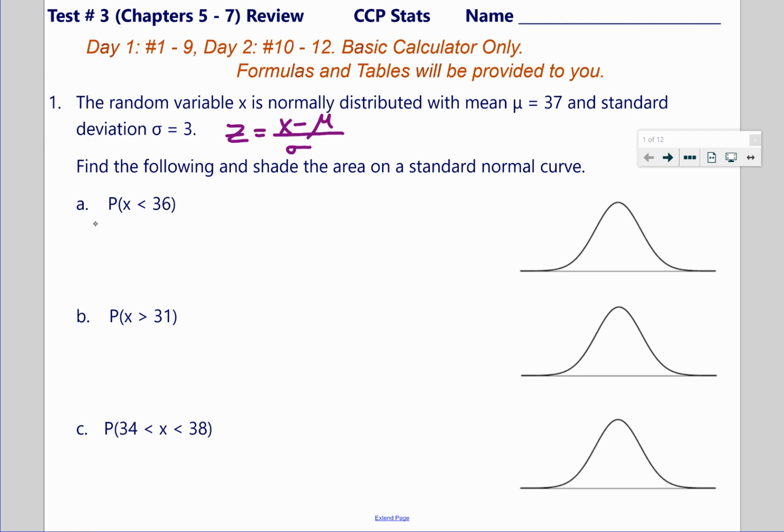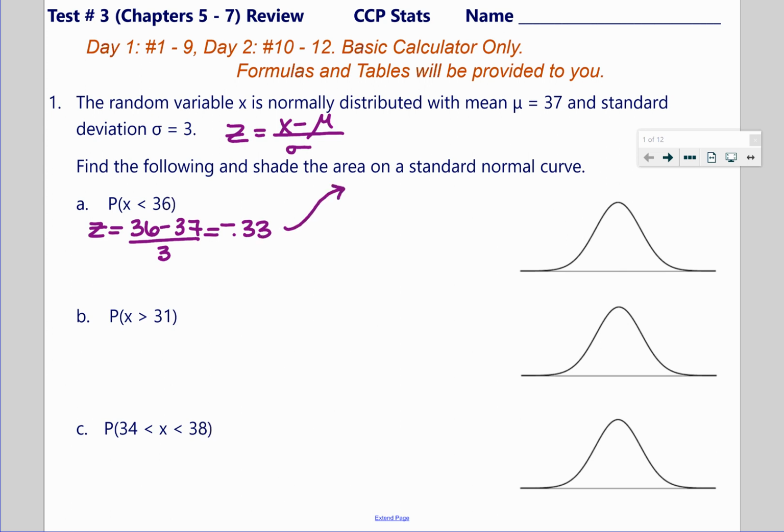So letter A, find my z-score. 36 is my x minus my mean 37, divided by my standard deviation of 3. Then you could type that in the calculator. Here I'm just going to get negative 1 over 3. So I can do that one in my head. That's negative 1/3. Negative 0.33 is the z-score.